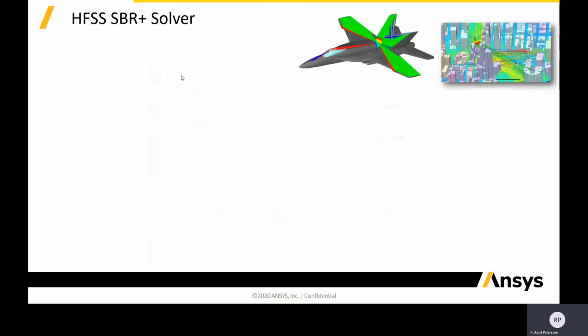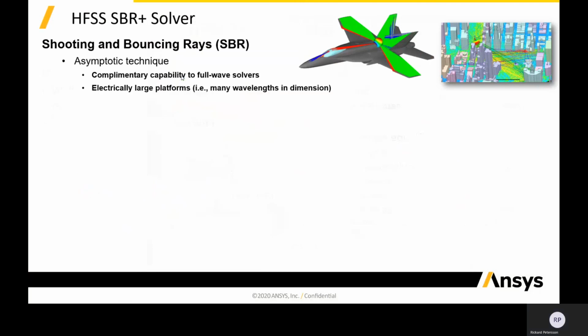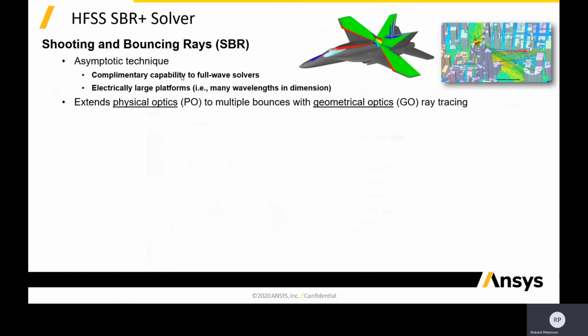Next, the SBR plus solver. Again, you can solve these huge scenarios, as I show here on the right, and shooting and bouncing rays is what SBR stands for. It's an asymptotic technique, and it is complementary. The previous methods I spoke about are all full wave solvers, meaning they introduce no inherent approximation to solving Maxwell's equations. And the asymptotic technique does introduce some inherent approximations. And the most well-known one is the PO, physical optics, where the currents induced on a structure are assumed to be just a function of the incident field.